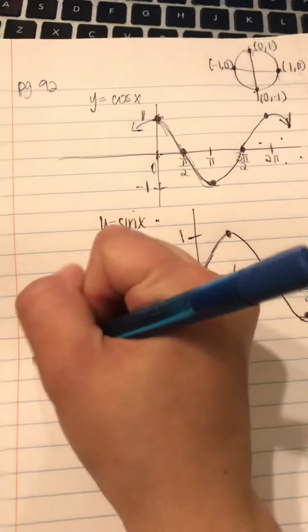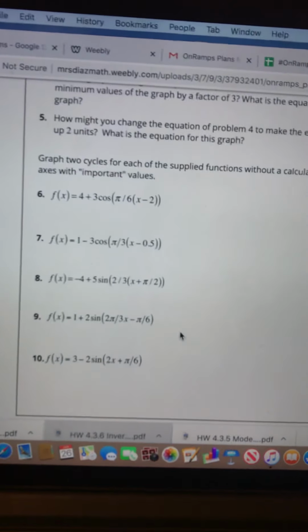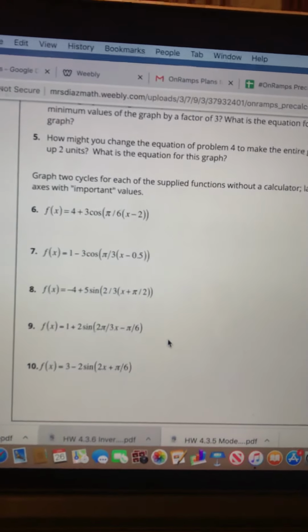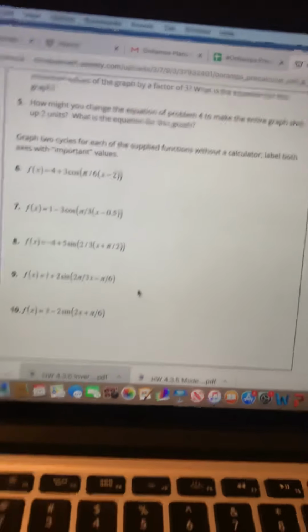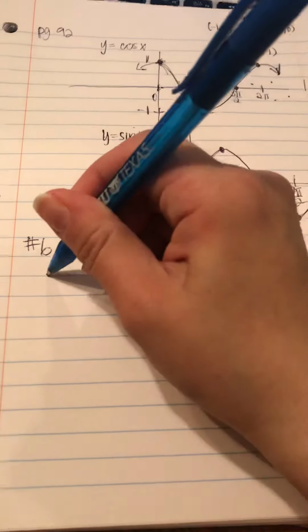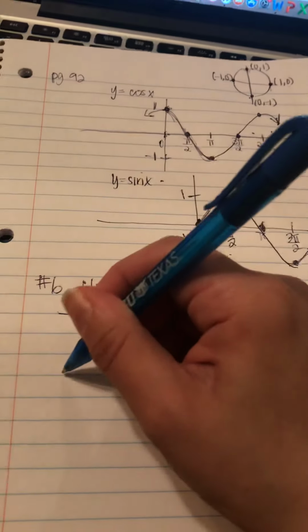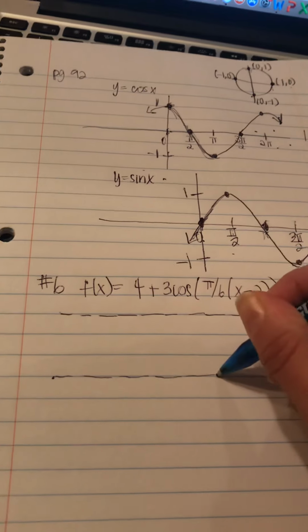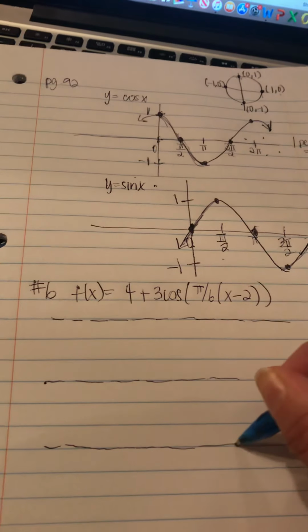So here's number 6. Number 6 on our exploration is f of x equals 4 plus 3 cosine pi over 6, and then in parentheses x minus 2. Okay, so now that I have that one written down, I'm going to show you guys how to do this problem. The first thing I'm going to do is I'm going to have kind of like 3 lines. So I'm going to have basically 3 dashed lines. So I'm going to do one here, I'll do one here, and I'm going to do one more here. These 3 dashed lines are evenly spaced.